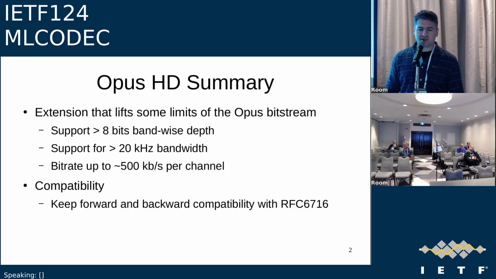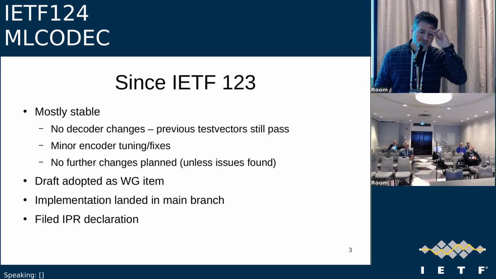So a quick summary of what this is. Opus HD is there to lift some of the limits of the original Opus bitstream. So being able to support more than 8 bits of depth in each particular band, support for more than 20 kilohertz of bandwidth, and scaling up to 500 kilobits per second per channel. And the idea is to do this with full forward and backward compatibility with RFC 6716, so the original Opus. Next slide.